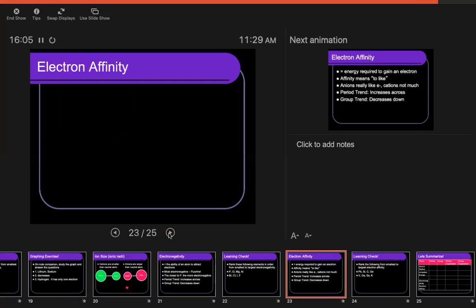All right. Our final trend is called electron affinity. Electron affinity is like the opposite of ionization energy. Ionization energy was the energy required to lose an electron. Affinity is going to be the energy required to gain that electron. Affinity means to like something. Like I have an affinity for coffee, and I have an affinity for snow days, and I have an affinity for naps. Those are all things that I like.